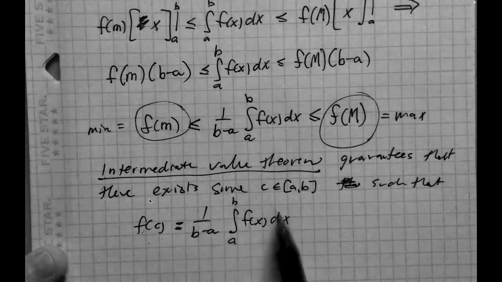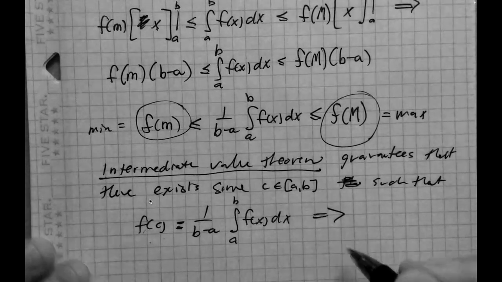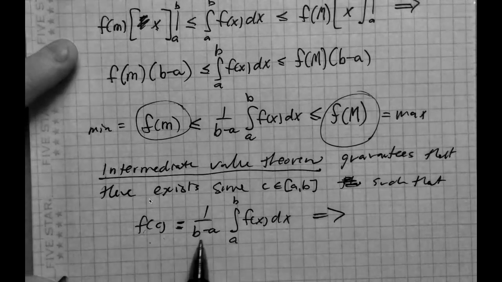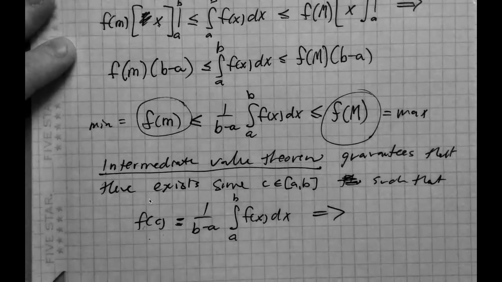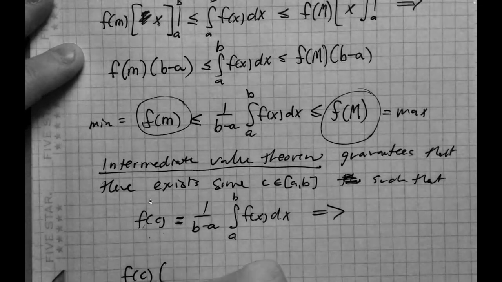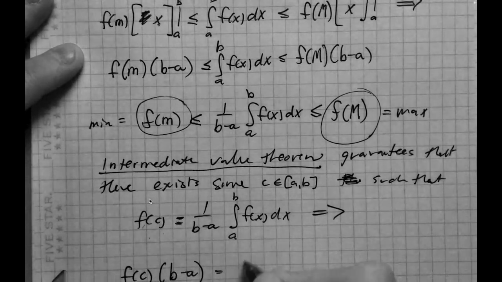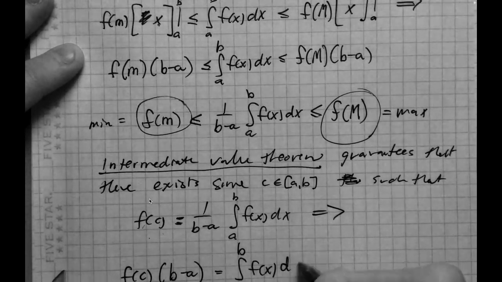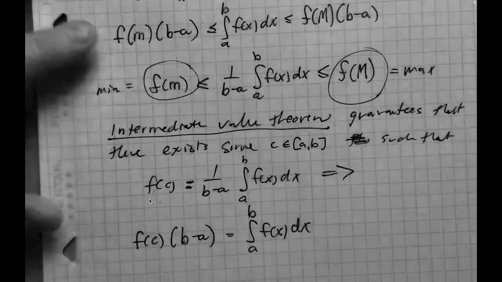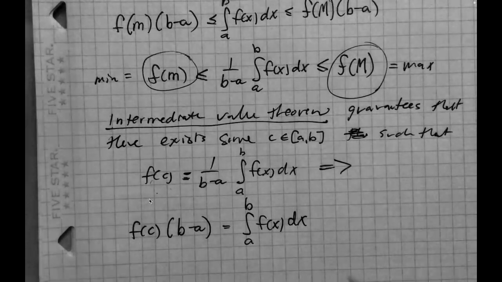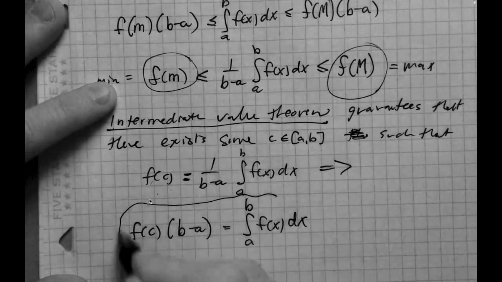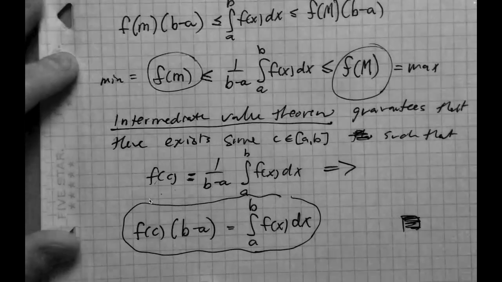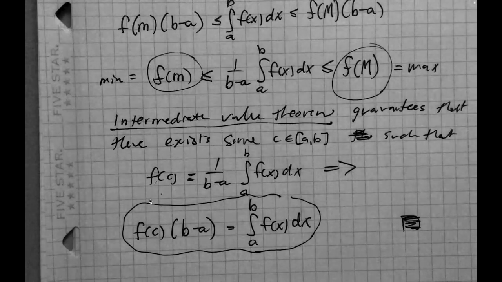And so this being the case, this gets us to our situation. We want to multiply both sides by b minus a now. And so f of c times b minus a is going to be equal to the definite integral from a to b of f of x. Right, so this was kind of our target. We wanted to derive this. Okay, so a beautiful proof.